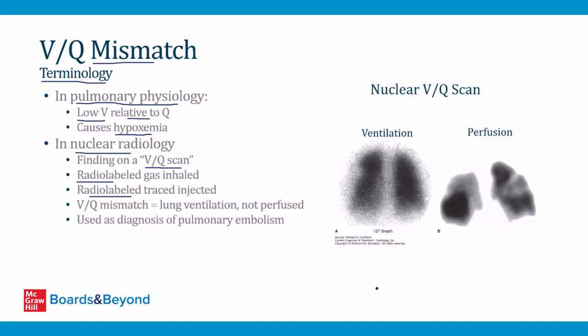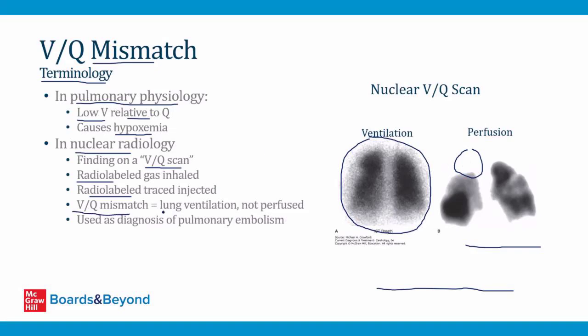So for example, on the screen here is a ventilation perfusion scan. On the left side are the lungs lighting up when the patient inhales the radiolabeled gas, and you can see both lungs fill up entirely with this radiolabeled gas. On the right is the perfusion after a radiolabeled tracer is injected, and if you can appreciate, there's a portion of the top of the right lung here that is not being perfused, and that's the finding you get when there's a pulmonary embolism. So a VQ mismatch in nuclear radiology means you have a portion of the lung ventilated but not perfused. It's used as a diagnosis of pulmonary embolism.